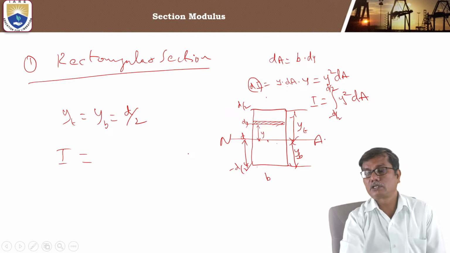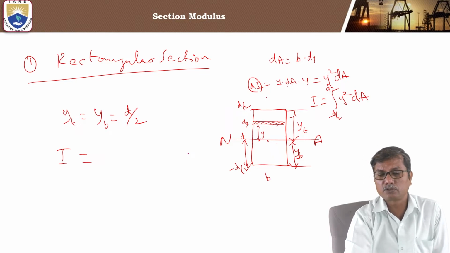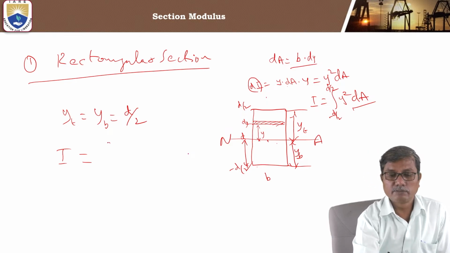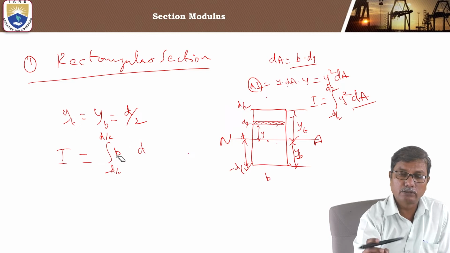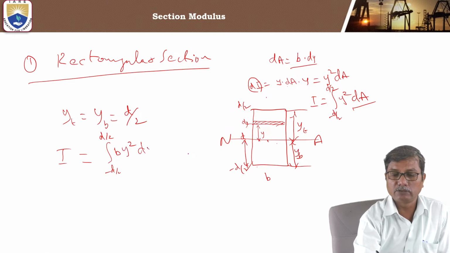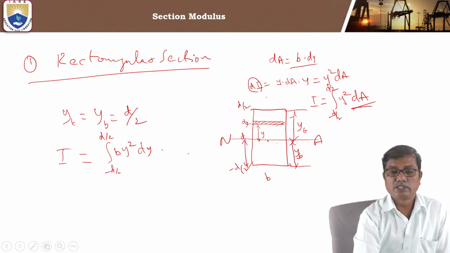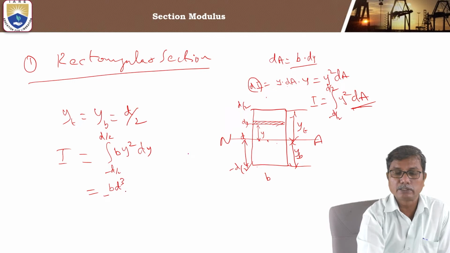It is clear. So integral y square dA between the limits minus d by 2 to plus d by 2, and dA is here replaced by b dy. So what will be the moment of inertia now? Minus d by 2 to plus d by 2, b y square dy. So b is constant, and the integral of y square dy is y cube by 3.